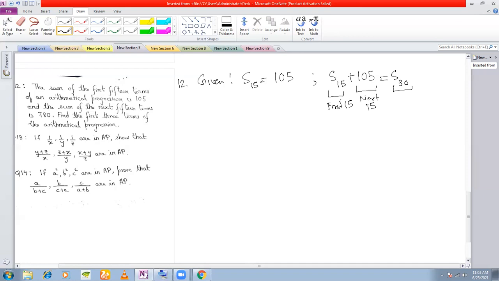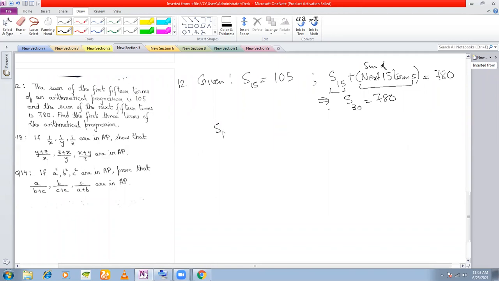The sum of the first 15 terms of an AP is 105, and the sum of the next 15 terms, let me write here, is given to be how much? 780, right? Now see here, the sum of the first 15 terms and the sum of the next 15 terms means S30 is given to you as 780, right? So these two are given. Now you can find out.